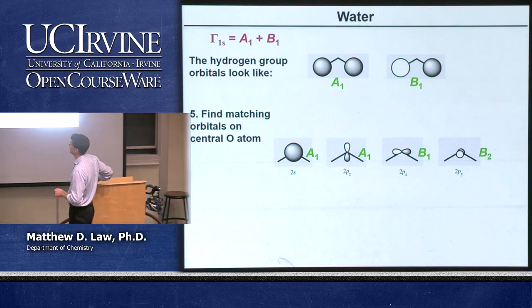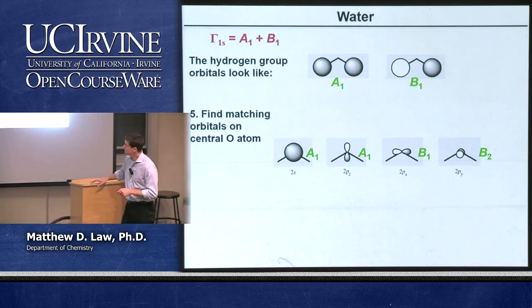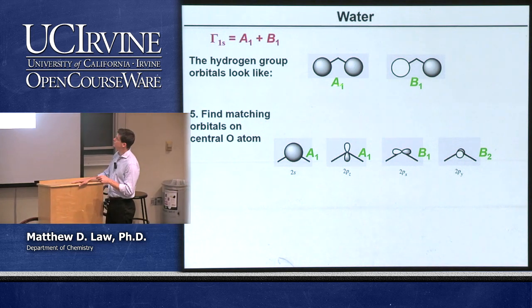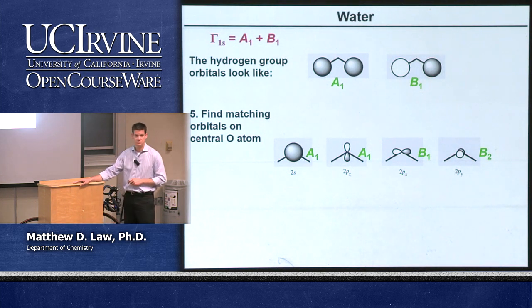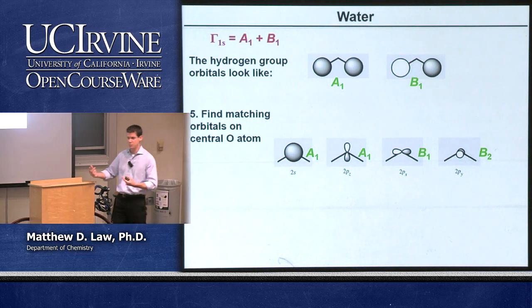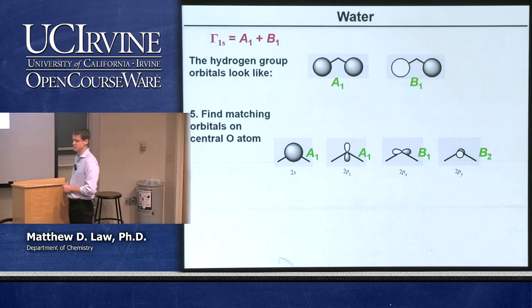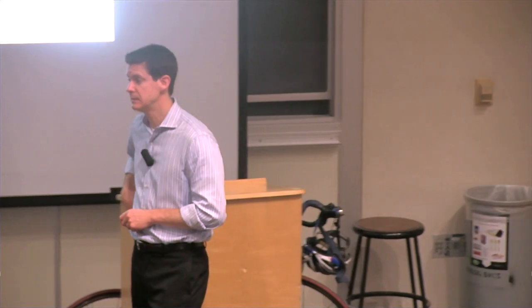Okay. What kind of interactions are we going to have? Well, voila, we have A1's. We have interactions that are going to happen there. And we have a B1 interaction that's going to happen. And we've got this loner out here, the B2, the py orbital, which has no partner. Right? So that's going to be, we predict right away, non-bonding.